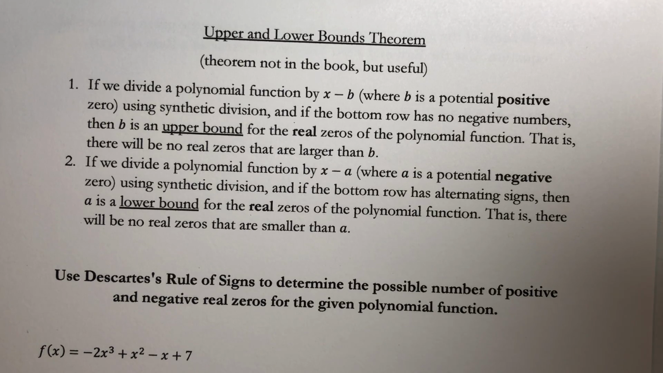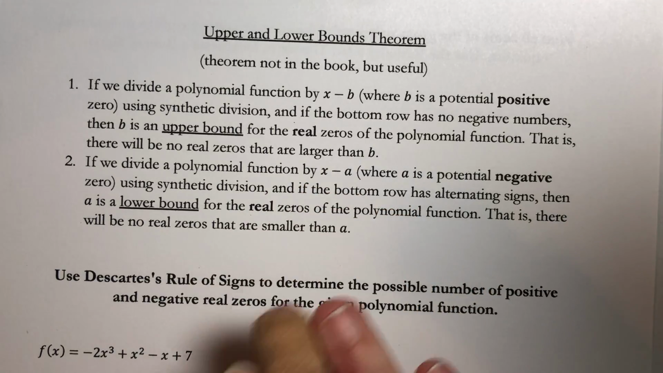This is part 3 of section 3.4. We have just talked about Descartes' rule of signs that will help us figure out how many positive answers we might have and how many negative answers we might have. Now I want to talk to you about the upper and lower bounds theorem.